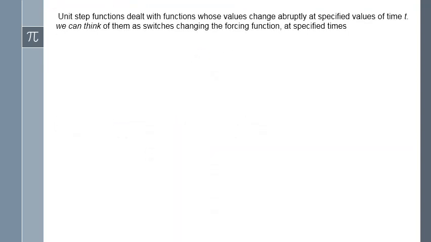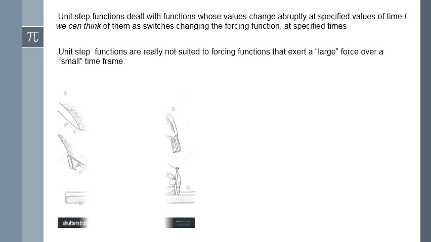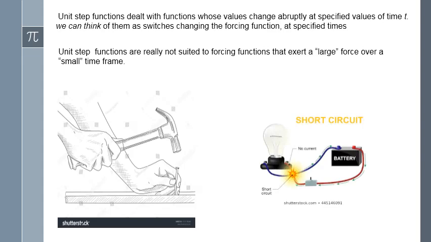The unit step function deals with functions whose values change abruptly at specified values of time. We can think of them as switches changing the forcing function at a specified time. This will not really help with forcing functions that exert a large force over a small time frame, for example, striking an object with a hammer or a short circuit in an electrical system.